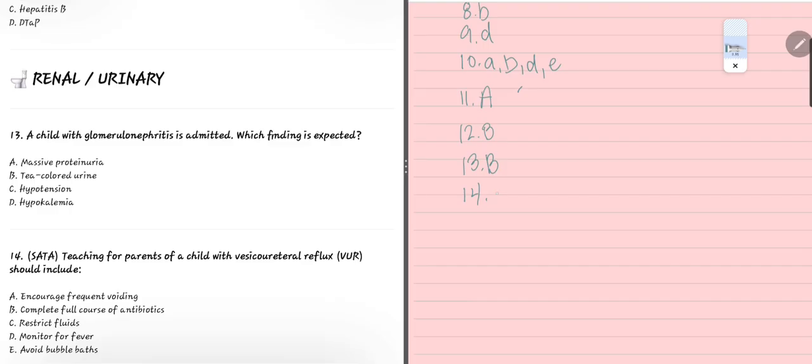So I think A for sure. I don't think you get antibiotics for that. C, we're not going to restrict fluids. D, we can monitor for a fever because if it's backing up into the bladder, it could bring bacteria. And E, I'm going to choose E as well. I'm not positive.